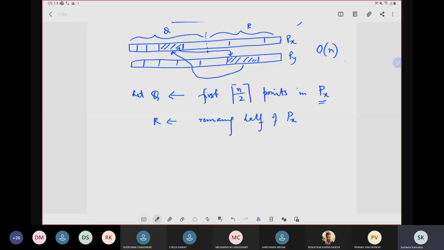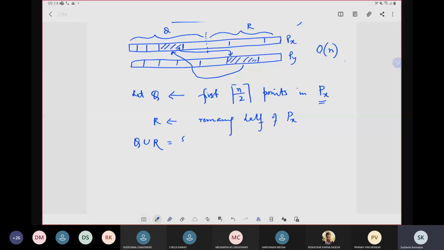Okay. So once I have this thing, once I have this, now look at the Q and R. Q is the first half of Px, R is the second half of Px. So that means Q and R are smaller parts, but I can see that Q union R is essentially equal to P. That is very easy to see.